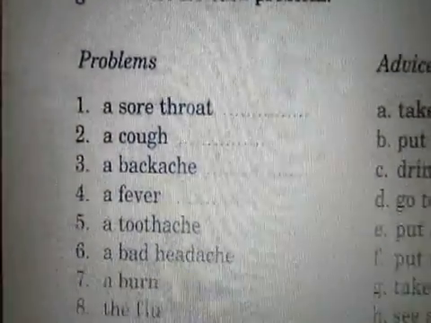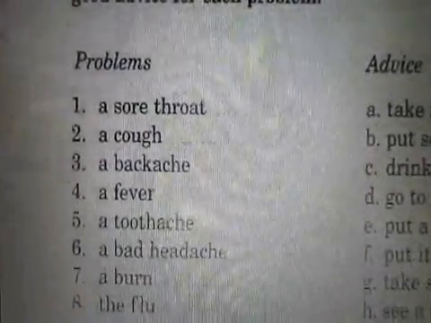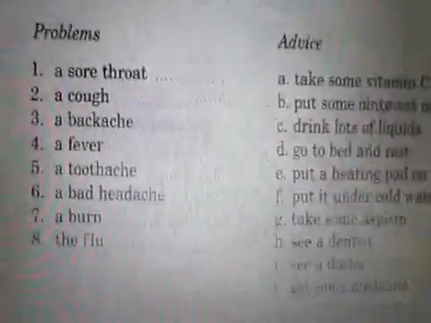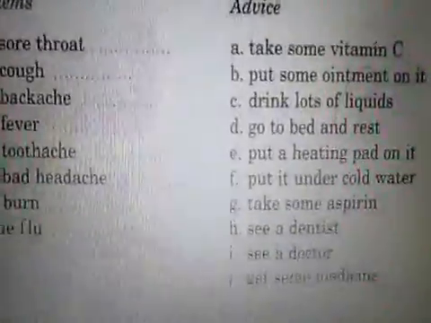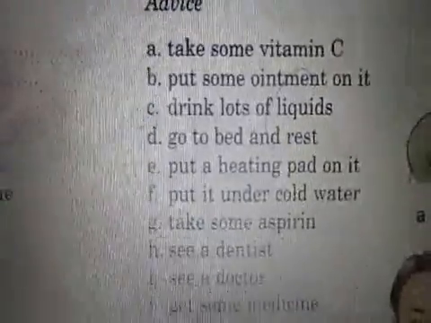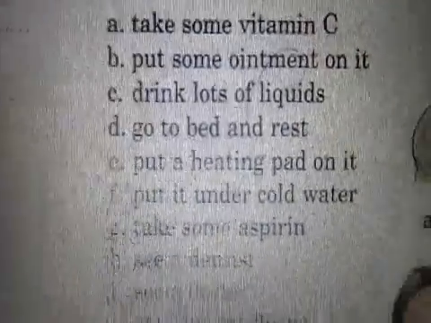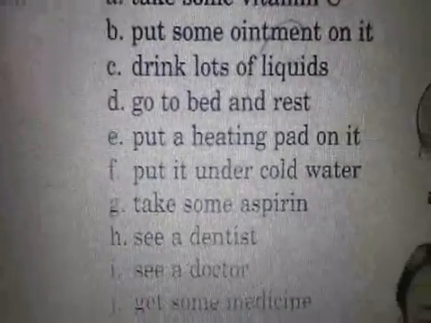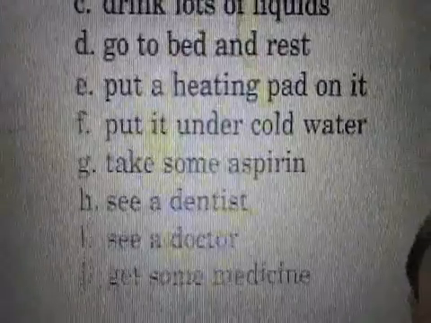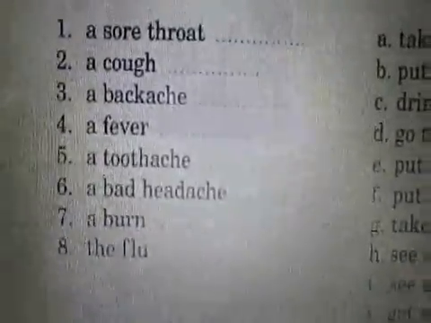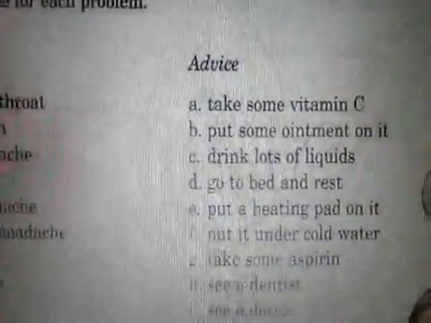Number 2, a cough. Can anyone explain to me what a cough is? Yes, Peter. Yes, very good. It's the action of coughing. And what is the advice that you decided? Very good. It is important as well to drink lots of liquids, probably to take some aspirin and go see a doctor. And so, as a teacher, I'll go ahead with all the problems up to 8 and with all the advice. We have to notice that sometimes there is more than one piece of advice.